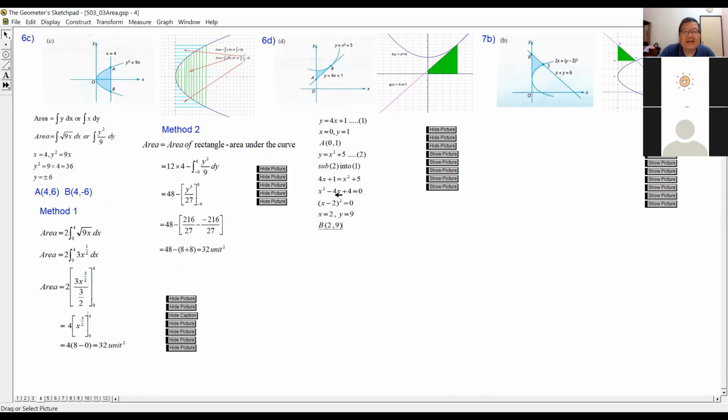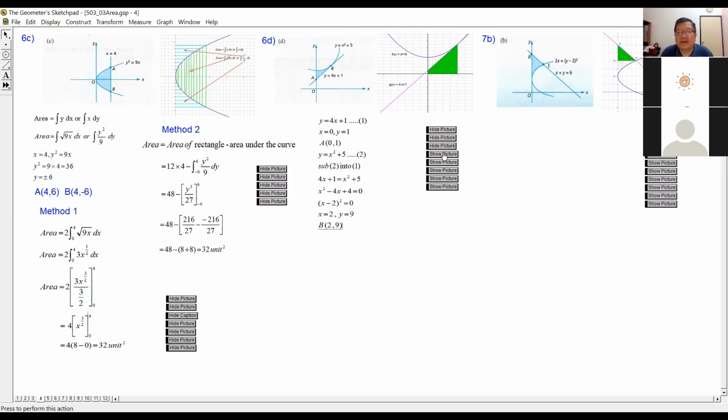So when you factorize this, you get x minus 2 squared equals 0. So x equals 2. So substitute x equals 2 into your y here. So 4 plus 5, your y is 9. So the coordinates of B are 2, 9. So any questions so far? Solving the two equations to find the points of intersection?